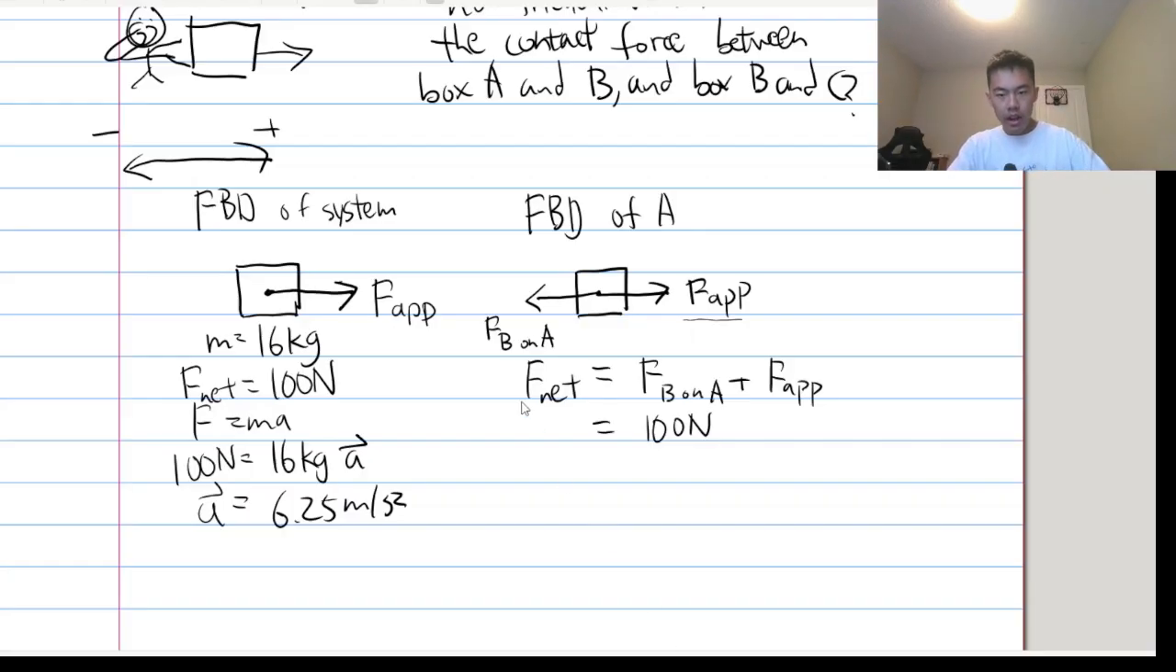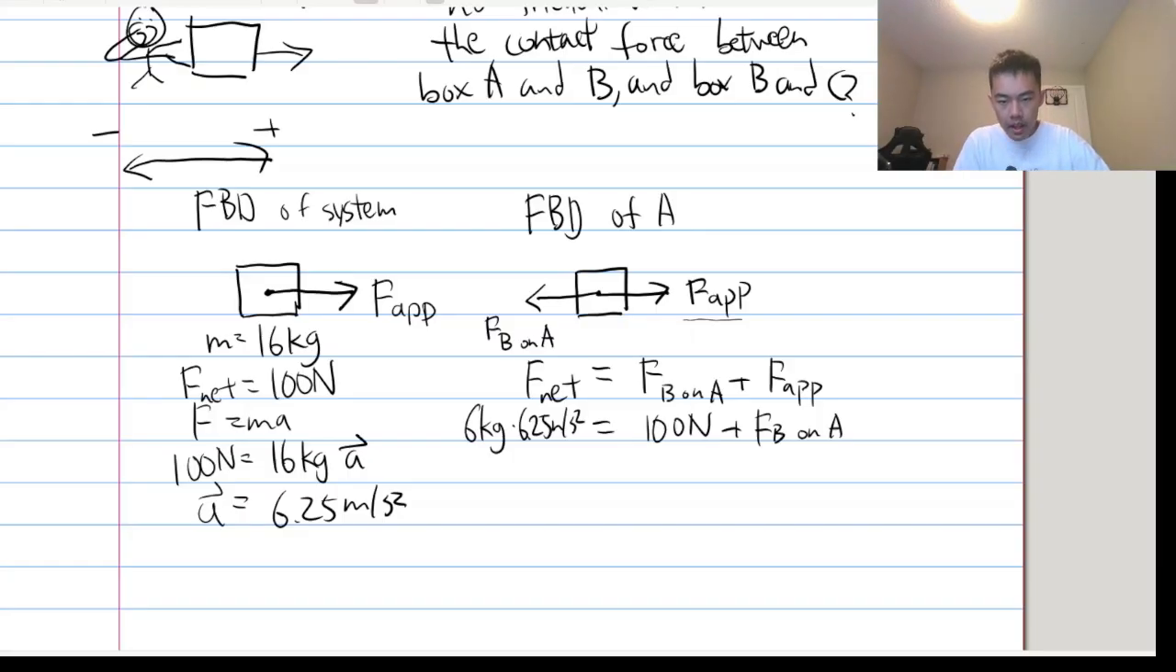We can figure out the net force because we know that block A weighs 6 kilograms and its acceleration, because we know that the system acceleration is 6.25 meters per second squared. That's the same for A. They're all moving and accelerating at the same time. So we can say that the acceleration is uniform for all of the blocks. Now, what does this leave us? This leaves us with F B on A. This is still the variable that we're trying to find.